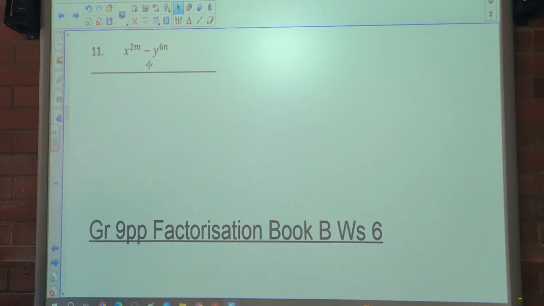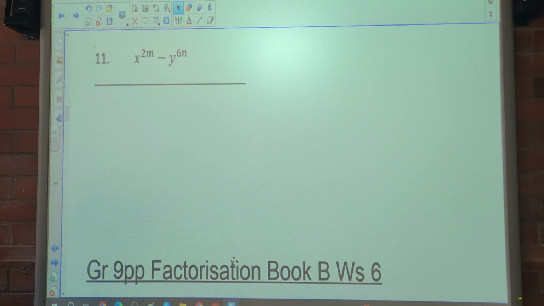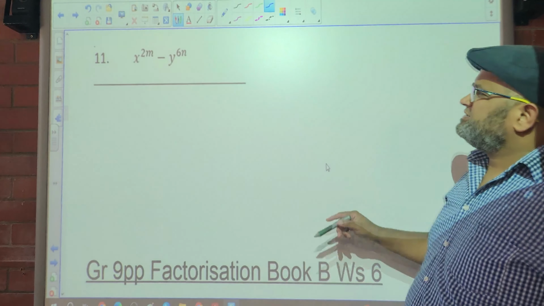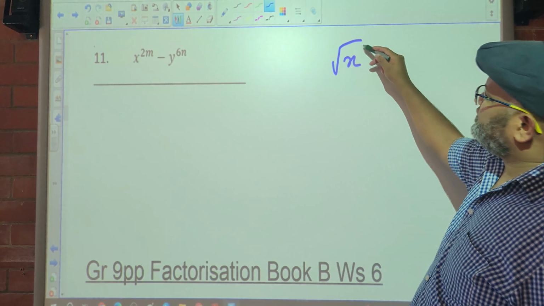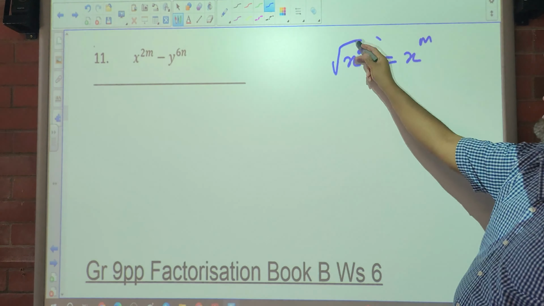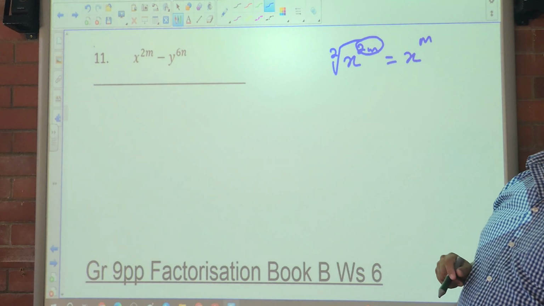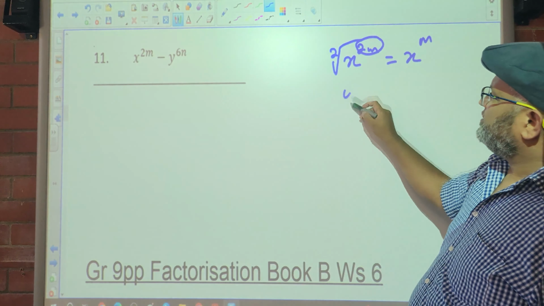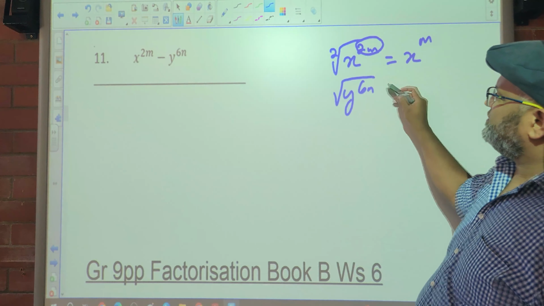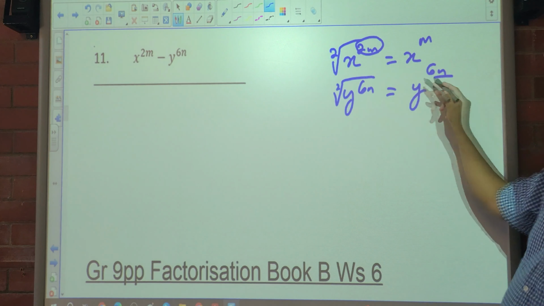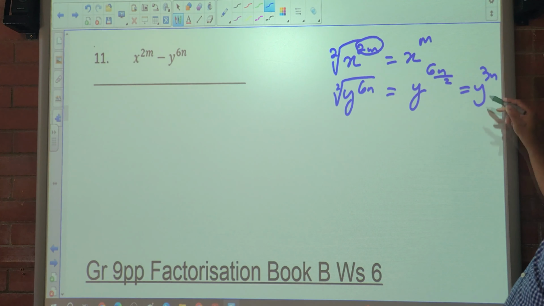The last one for this worksheet. Are there two terms? Yes. Is there a negative between them? Yes. What's the square root of x to the 2m? x to the m. How do we get that? It's 2m divided by 2. Which makes x to the 2m a perfect square. We've got y to the 6n, the square root thereof. That's going to be y to the 6n over 2, which is y to the 3n.